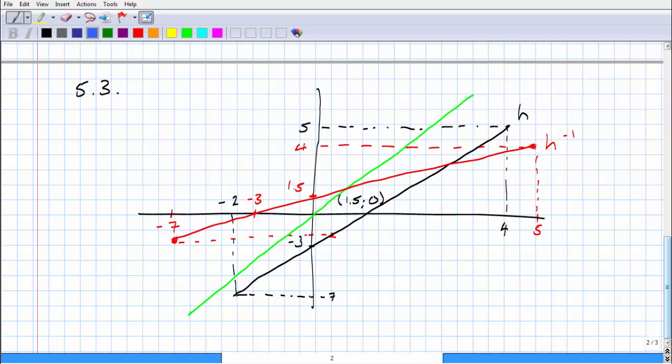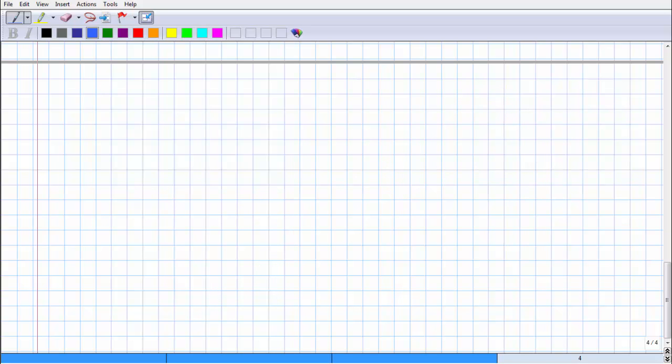I don't think they want anything else, so let's go to the next question. It says, for which values of x will the original graph equal the inverse? So the question says 5.4, for which values of h(x), the original graph, will equal h⁻¹(x)? Which values of the original graph will equal the inverse?